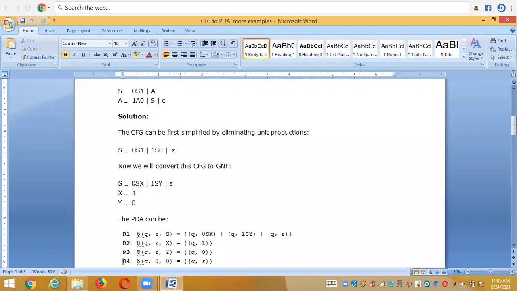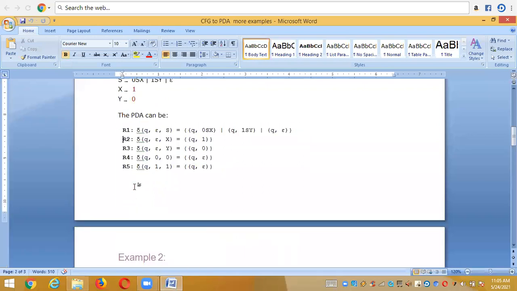The PDA transition rules can be defined as follows, and here I'm having three rules, for three variables S, X, Y. First I need to write delta of q, epsilon, S, and it gives an output of these three: q with 0SX, q with 1SY, and q with epsilon. And delta of q, epsilon, X gives an output of 1, q, 1. Delta of q, epsilon, Y gives an output 0, q, 0.